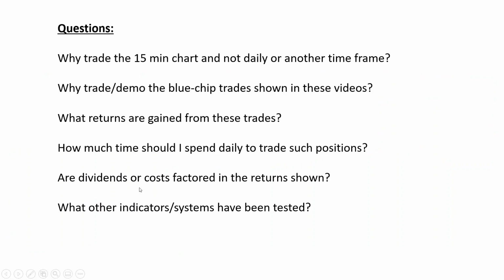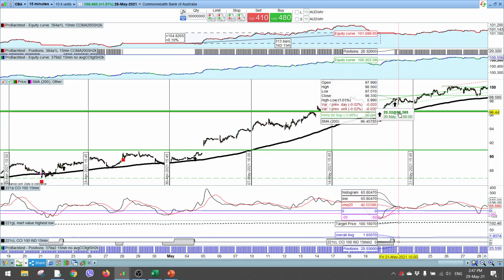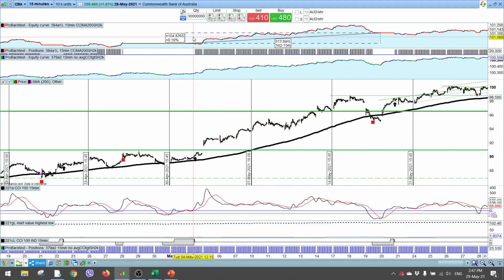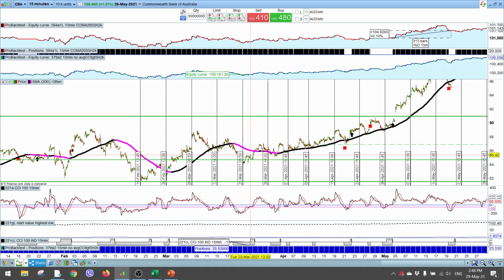Are dividends or costs factored in the return shown? Well, a couple of things. The program here does allow for the costs of brokerage to be factored in. In my case, I factored in a brokerage of $8 per entry and exit, and every time it enters a trade, I add another $8 of cost to that. It doesn't include dividends in these trades. So if a dividend is payable, that's in addition to the returns made here.